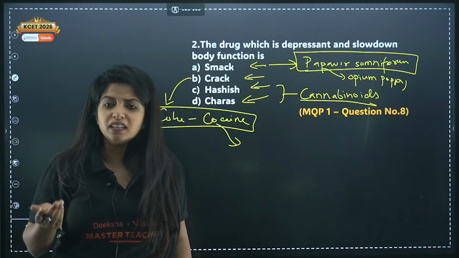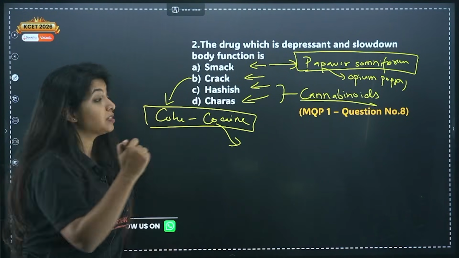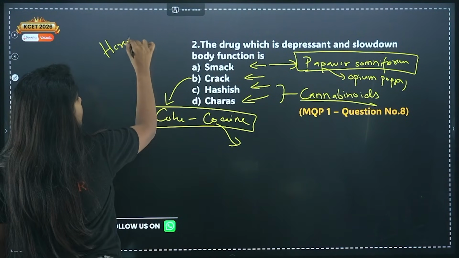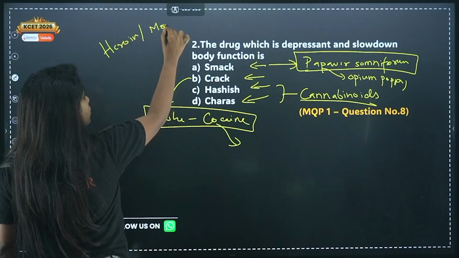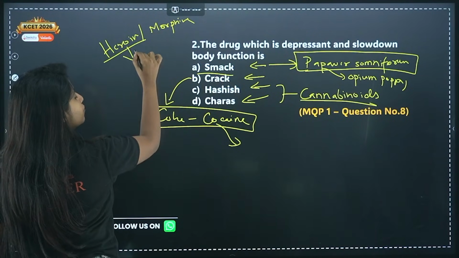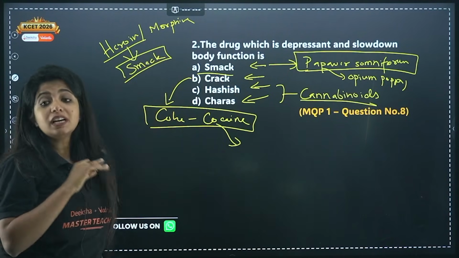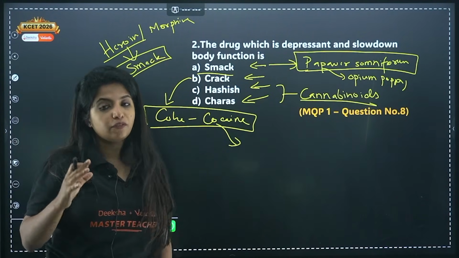But ma'am, we didn't study about smack. We heard that, okay, from opium poppy we get 2 drugs. One is heroin and the other one is morphine. But we have never heard about smack. So smack is the other name for heroin, my dear children. Smack is the other name for heroin, which is actually a depressant and slows down your body function.